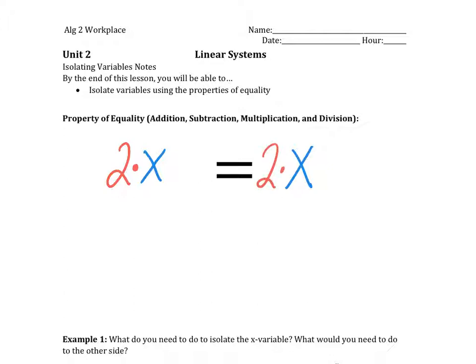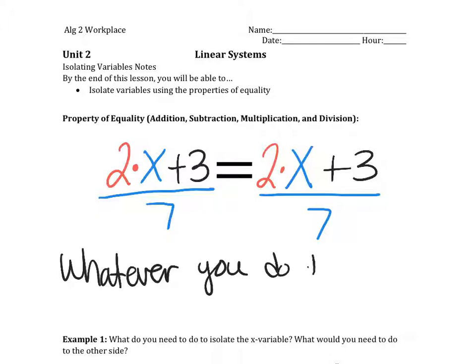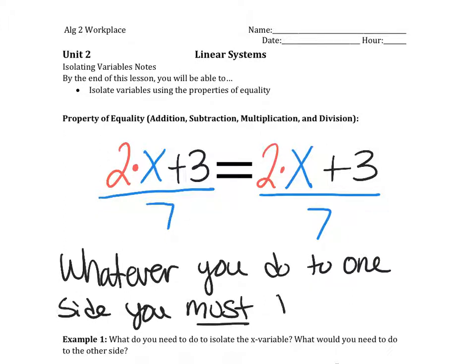Whatever you do to one side, you have to do to the other. If we add 3, we'd have to add 3 to both sides. If we divide by 7, we have to divide by 7 on both sides. Whatever you do to one side, you must do to the other.